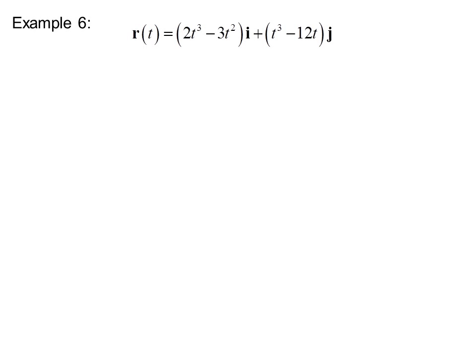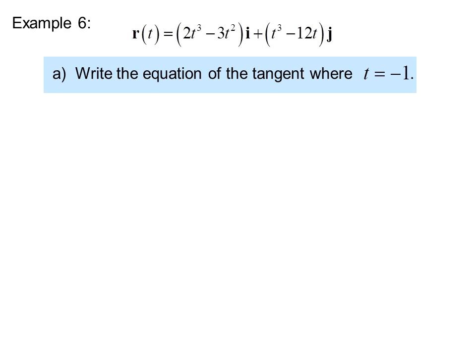Another example, r of t equals 2t cubed minus 3t squared i plus t cubed minus 12t j. A. Write the equation of the tangent where t equals negative 1. First, we'll find the velocity vector. V of t equals dr/dt equals 6t squared minus 6t i plus 3t squared minus 12 j.